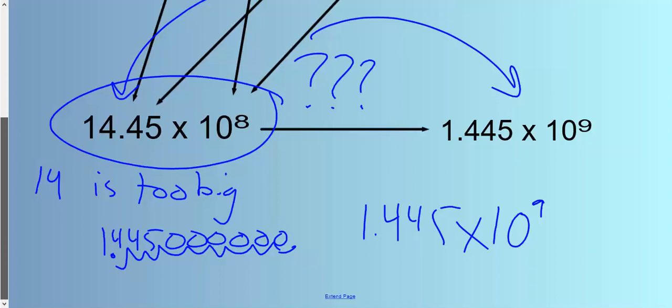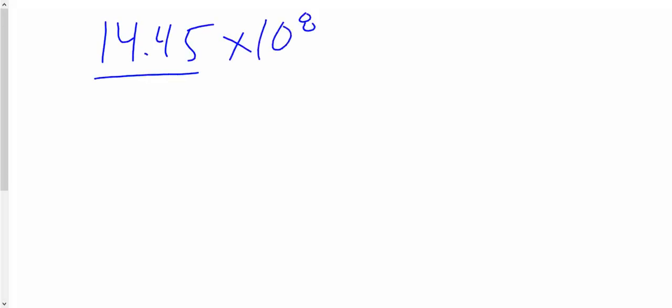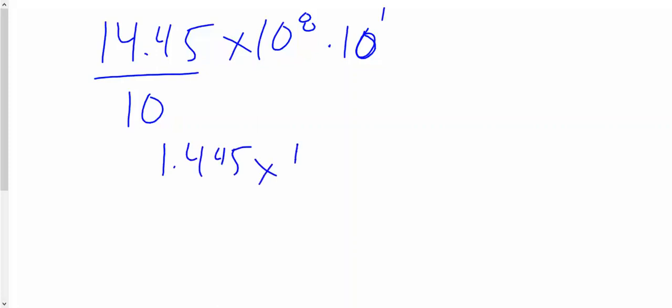The other way of doing it is this here, 14.45 times 10 to the eighth. So if I divide this by 10, I can multiply this by 10. By dividing by 10 and multiplying by 10, you're not actually changing the number because you're just multiplying the number by 1. So it goes to 1.445, and then you have 10 to the eighth times 10 to the first, or 10 to the ninth. So this way is a little bit quicker. It's a little more abstract, and it requires a deeper understanding of algebra, in my opinion.